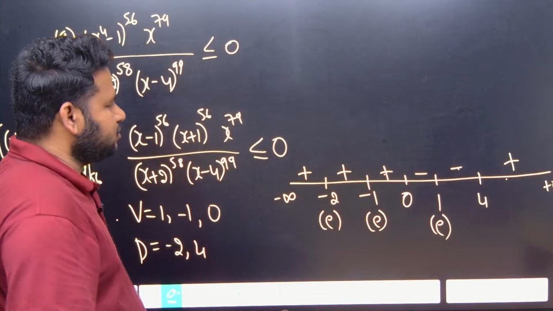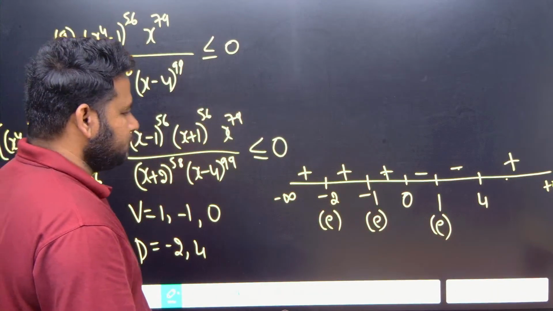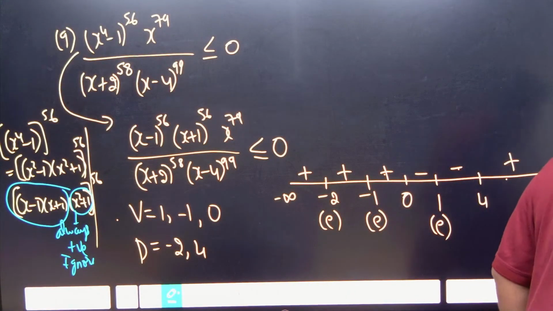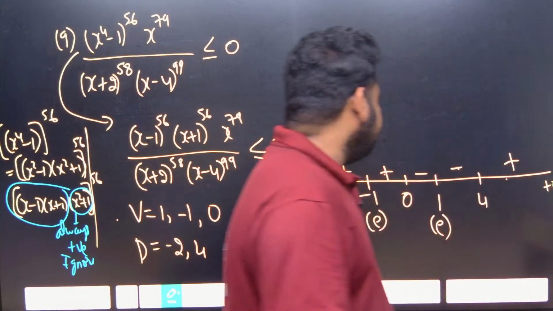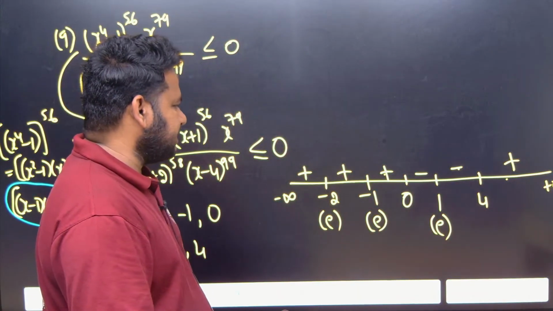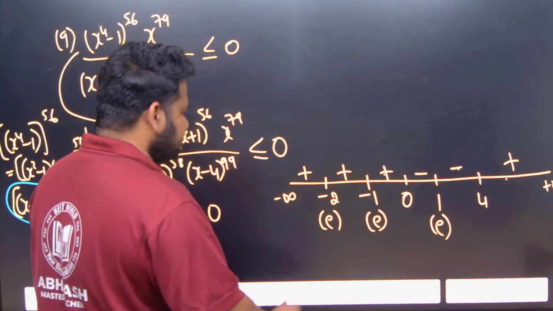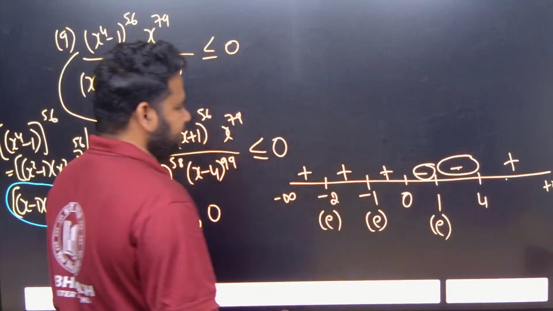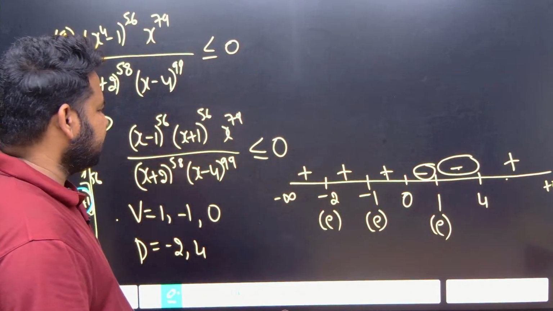Now what you should do? Less than or equal to 0, what should I do? Okay, let us look at the question whether it is less than or equal to 0 or greater than or equal to 0. It is less than or equal to 0. Less than or equal to 0 means I should look for the region which is having the negative values. This is the negative region I am having. These are the only two regions where negative is there.